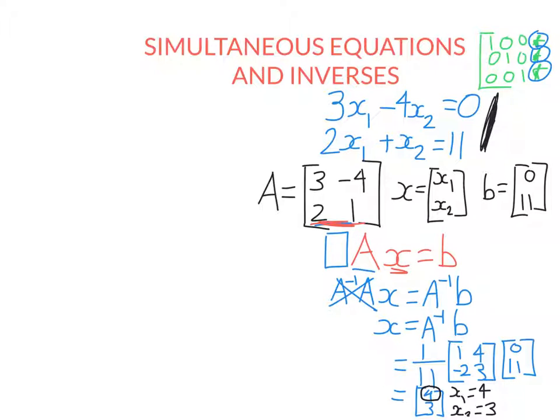But if A is not invertible, you can't row reduce it so it looks like the identity, and then you can't use the process that we've just gone through. So when the matrix of coefficients is not invertible, that is when you have a system that is inconsistent. Either there are infinitely many solutions or no solutions.